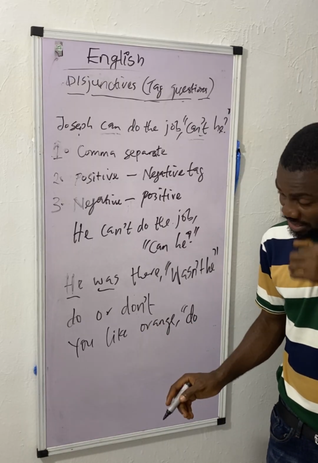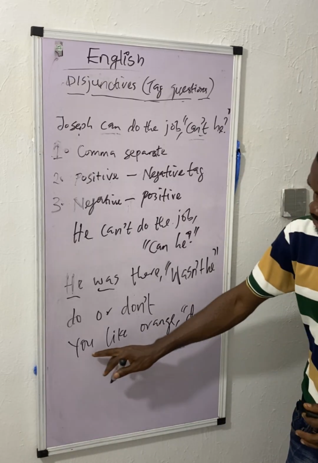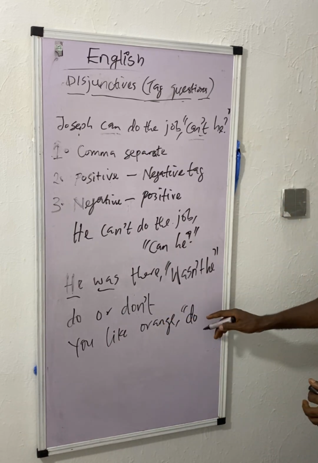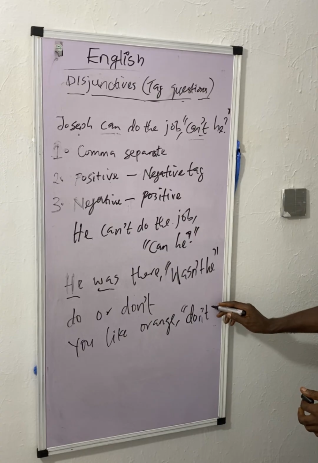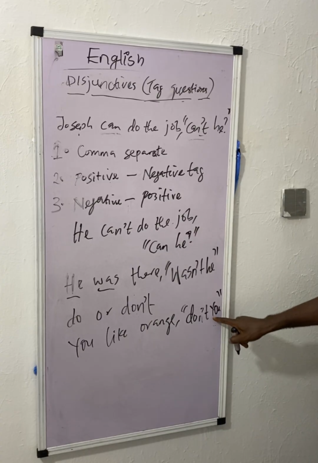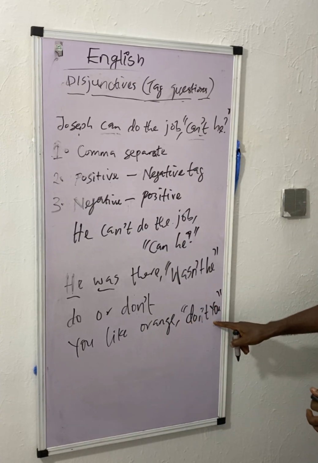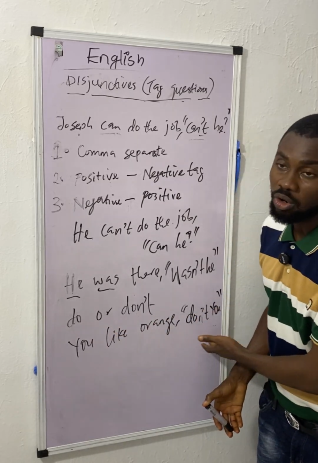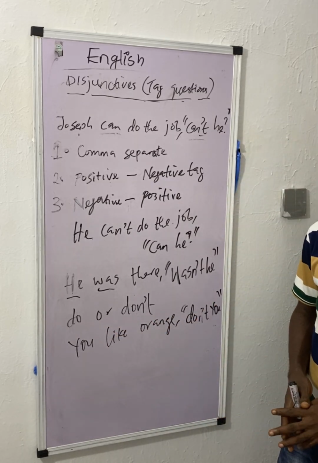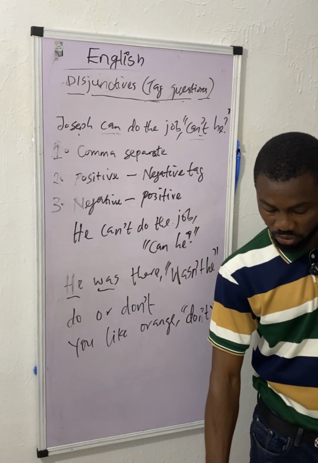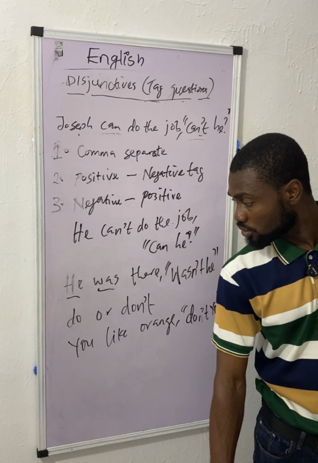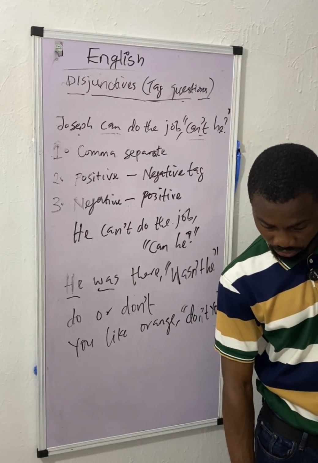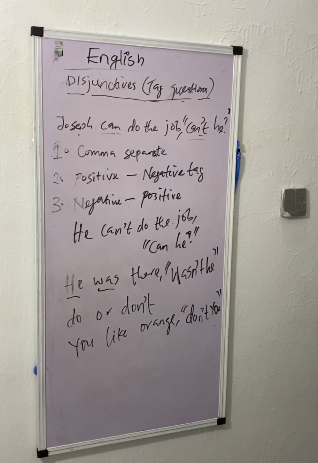Remember, a positive statement goes with a negative tag. You like orange is a positive statement. So don't you. The subject is repeated. But we use don't or do, depending on the nature of the statement. All right. So when you don't have an auxiliary verb in the sentence, you use don't, or you use do.